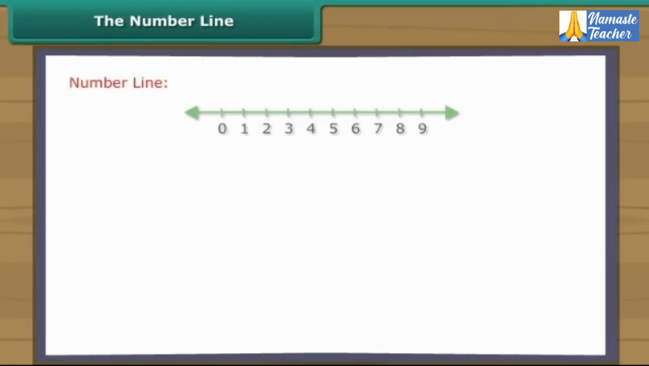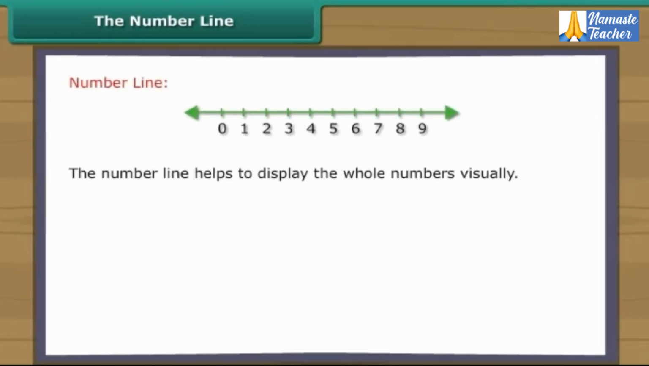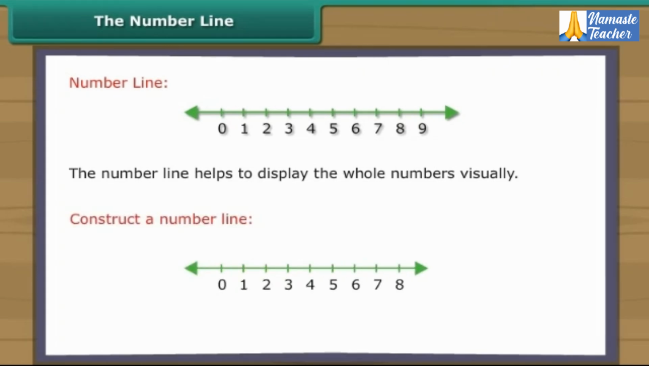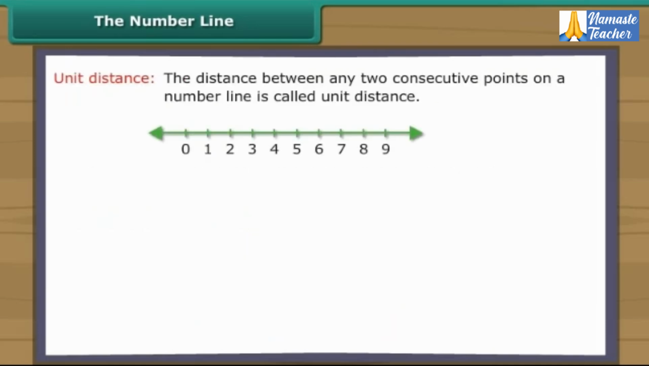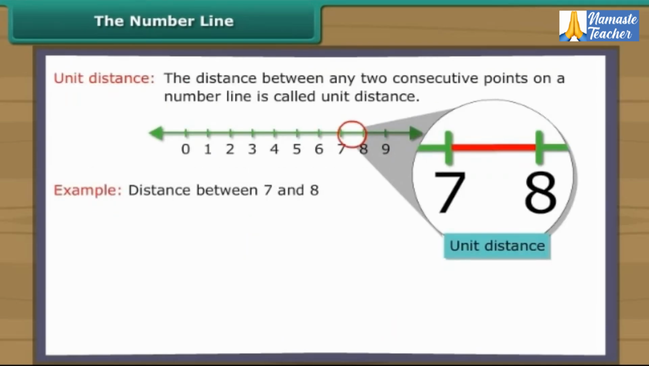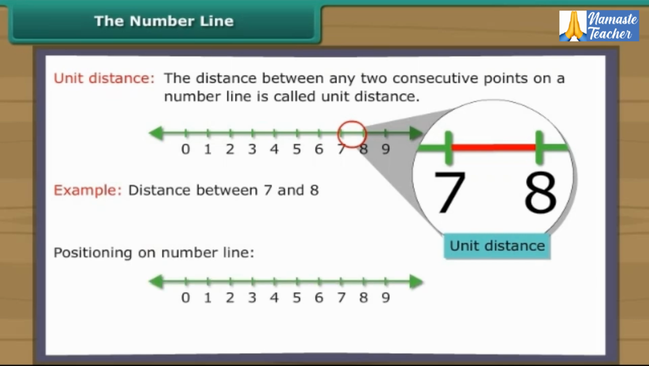The number line. The number line helps to display the whole numbers visually. To construct a number line, we simply draw a straight line and choose any point on the line and label it 0. This point is called the origin. We then choose some convenient length and, moving to the right, mark off consecutive intervals, paths, along the line starting at 0. We label each new interval endpoint with the next whole number. The distance between any two consecutive points on a number line is called unit distance. Out of two whole numbers, the greater number comes on the right of the other number on the number line.